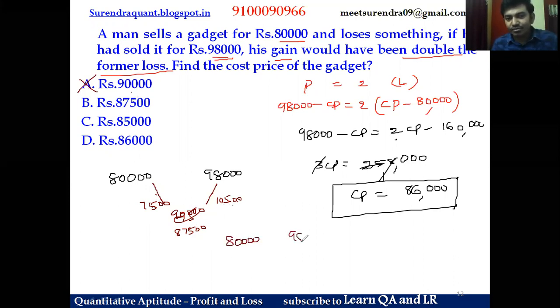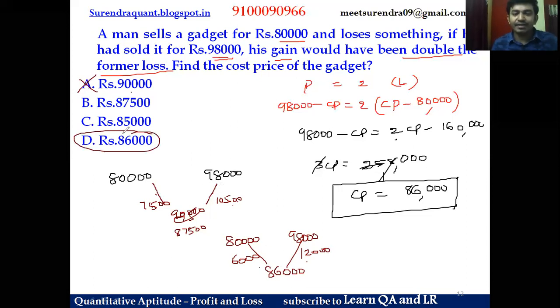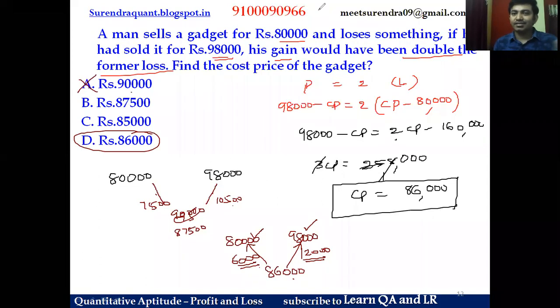80,000 and 98,000. Okay, let's check with 86,000. Here, loss is 6,000. Gain is 12,000. So gain is 2 times the loss, right? It perfectly matches that way. So if you are very spontaneous with the numbers, you can go with option verification as well in some of the questions. This way you can check. Here 80,000 is initial selling price, 98,000 is later selling price. If CP is 86,000, the loss is 6,000, the gain is 12,000, gain is exactly 2 times the loss, so that makes sense. That is the correct answer.